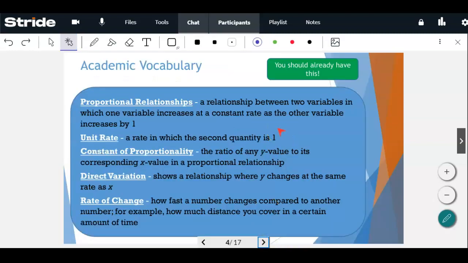All right, so this is academic vocabulary that you should already have. It's also in ClassKick under the notebook. You have proportional relationships, unit rate, constant of proportionality. This is what we're covering today. Direct variation shows a relationship where y changes at the same rate as x. Rate of change is how fast a number changes compared to another number. For example, how much distance you cover in a certain amount of time.